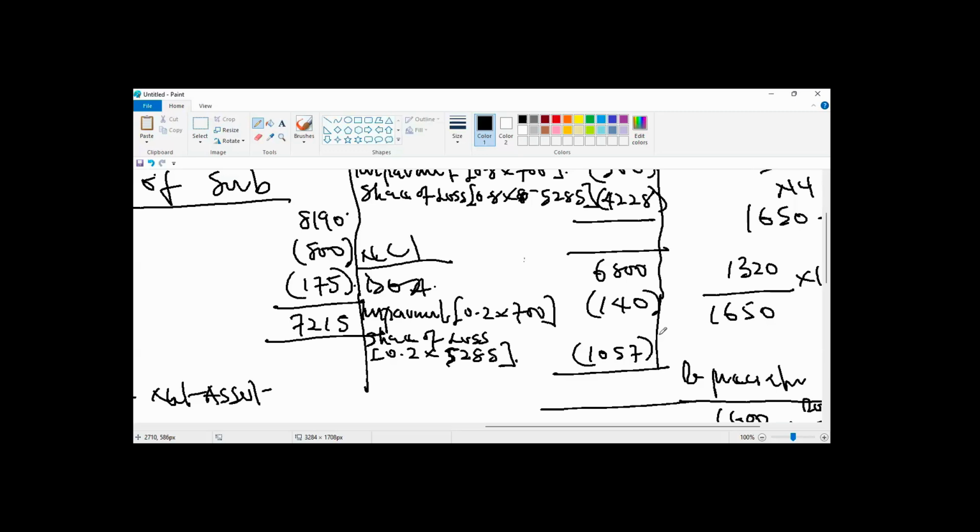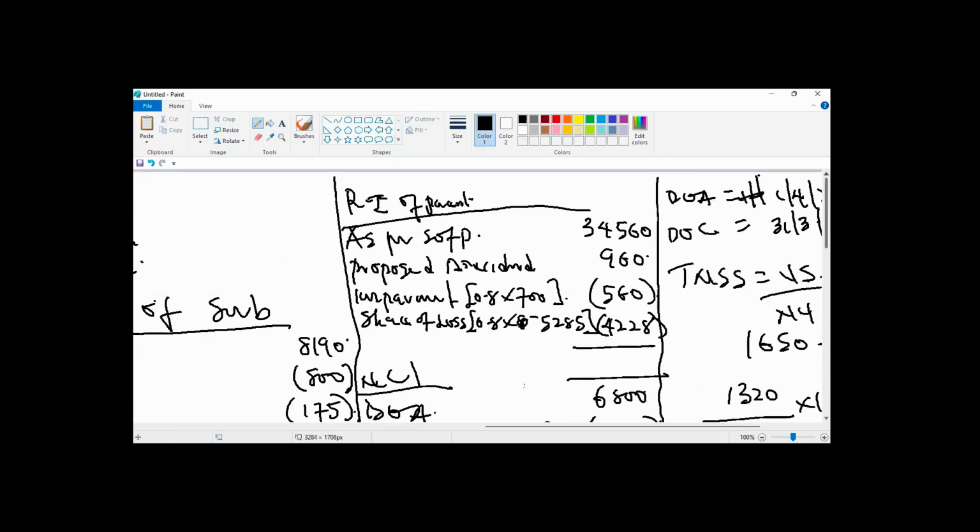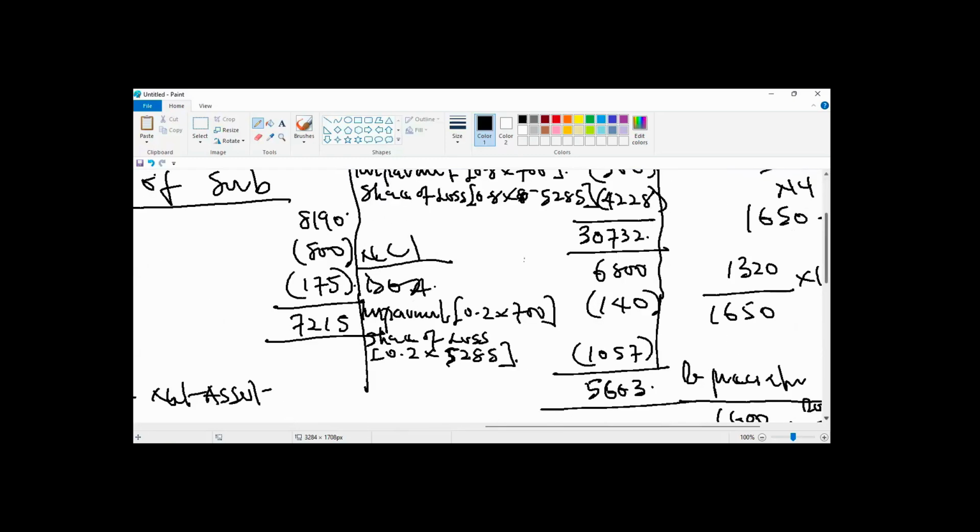Yes. Give us figure. NCI 5603. Good. Let's go to the retained earnings. 34,560 plus 0 plus 960 minus 460 minus 4228. This will give me 30,732. Compose 5603.